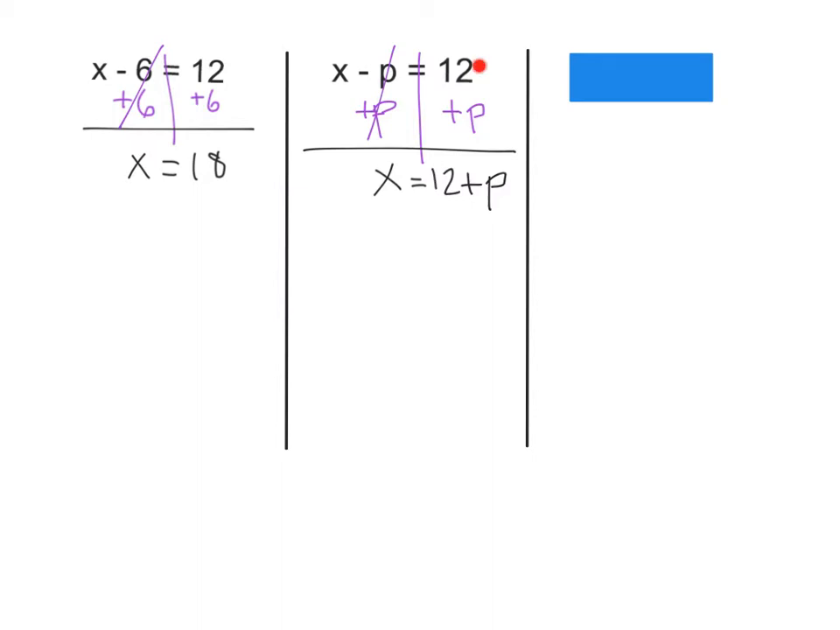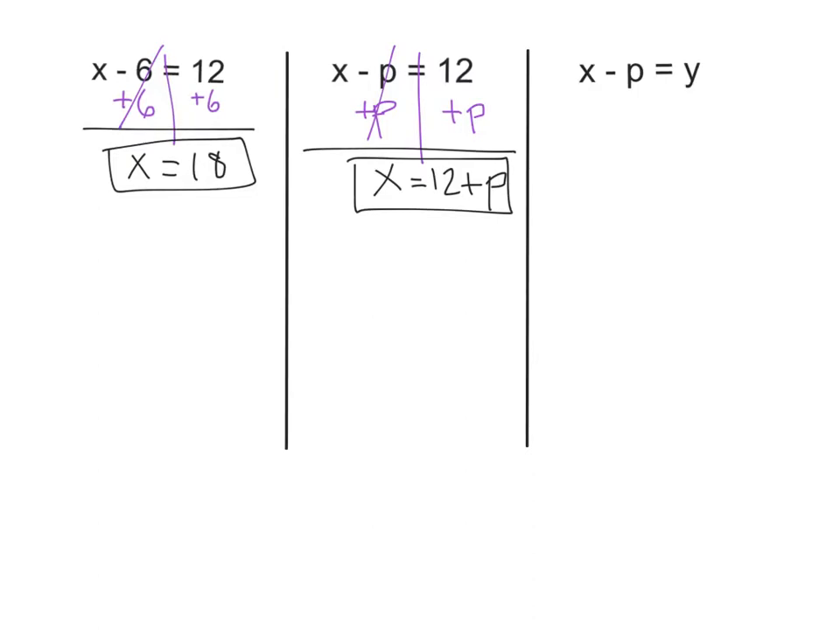They are not like terms. 12 does not have a variable part. There's no p here. p has a variable part. It's not just a constant. People often want to combine these together and get 12p. It is not 12p. It is 12 plus p. And that is our final answer for x right there. x is equal to 12 plus p. Again, here our answer was 18. So be very careful with that. We can't combine things in this unless they are like terms.